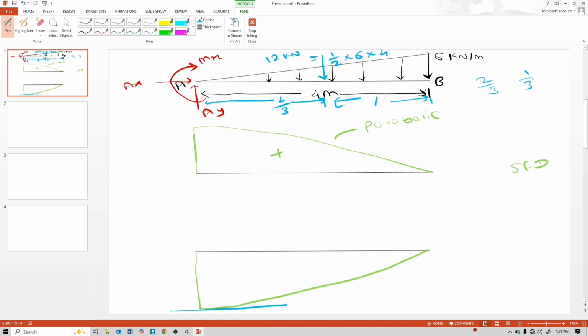Consider this as x. Wait a minute. Consider this as x. This distance is 2x by 3, and this distance is x by 3. So it is 2 into 4, 8 by 3, and this is 4 by 3. 8 by 3 is 2.66 plus 4 by 3 is 4. Yes, correct.